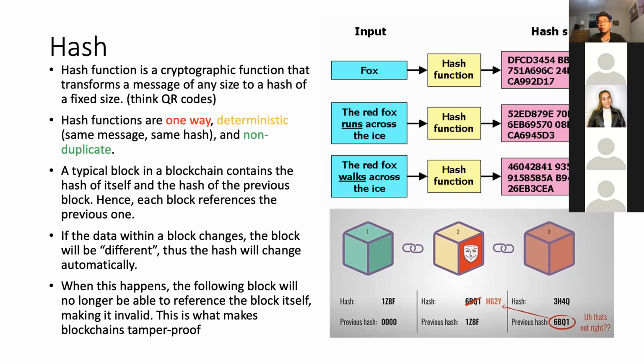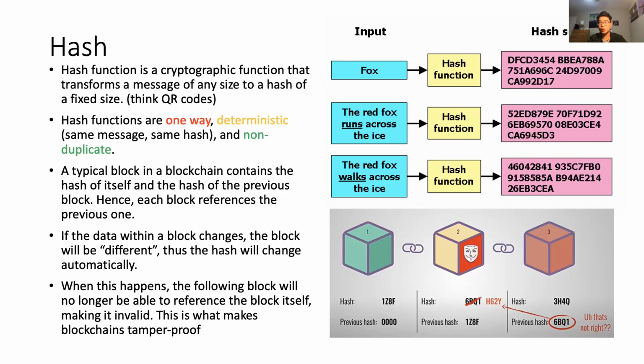So QR codes, I think, is actually an example of just a storage function. So it's pretty interesting to think about it that way. So hash functions are one-way, deterministic, and non-duplicate. So what does that mean?